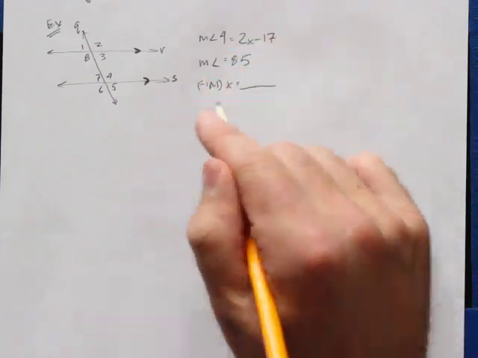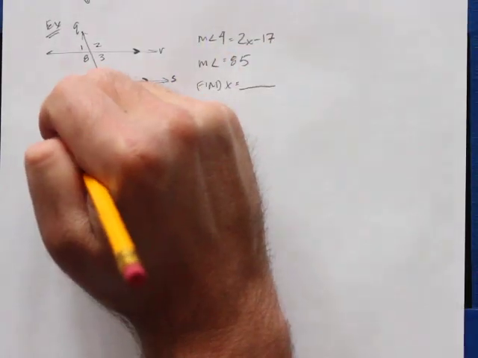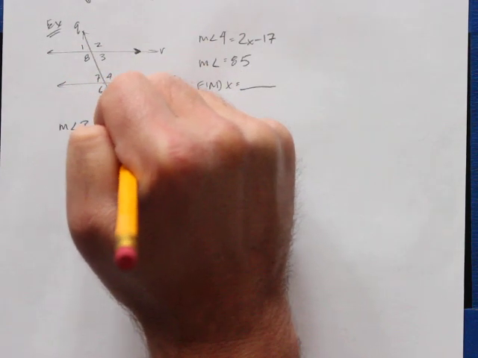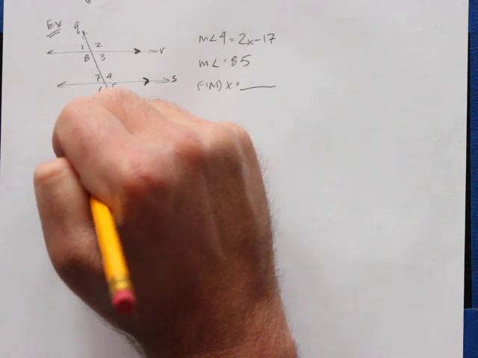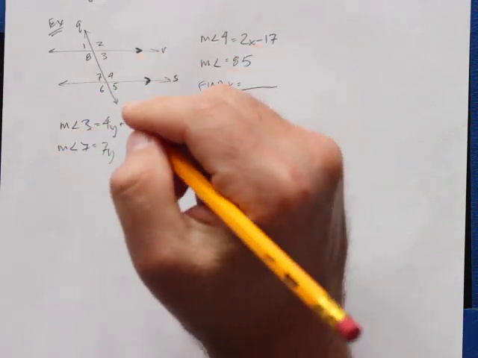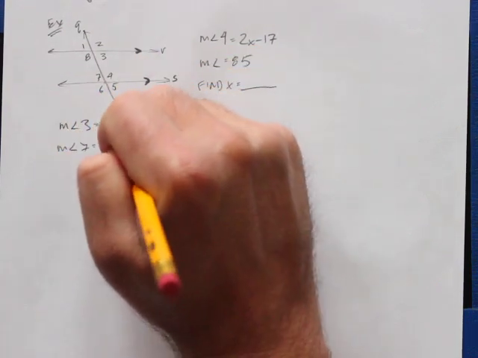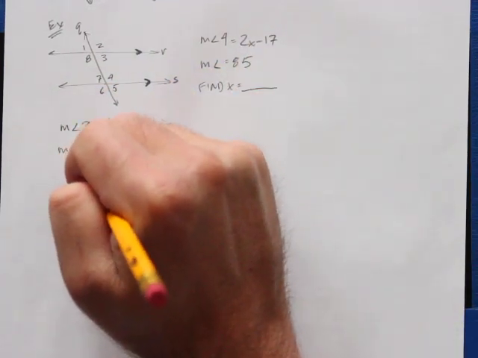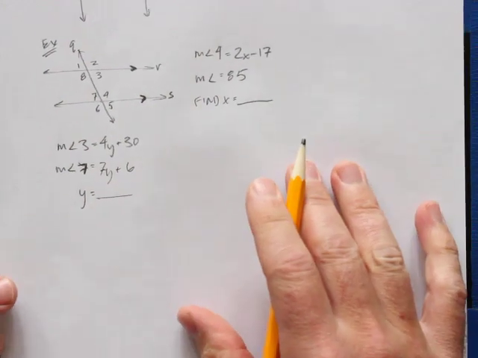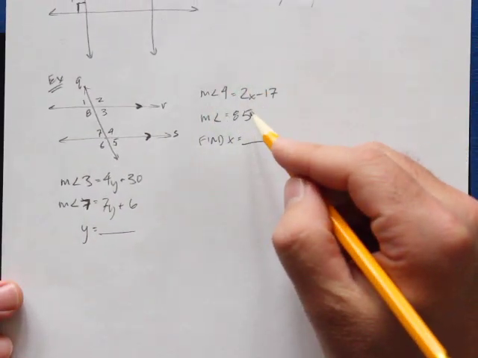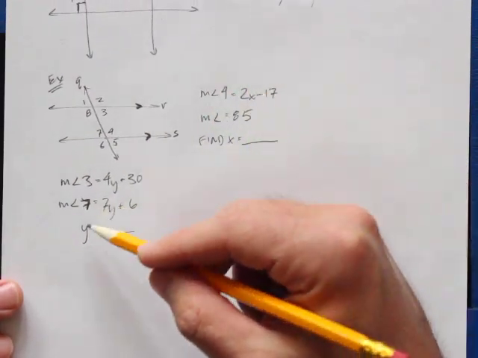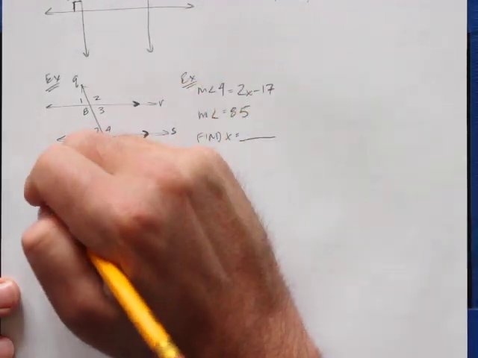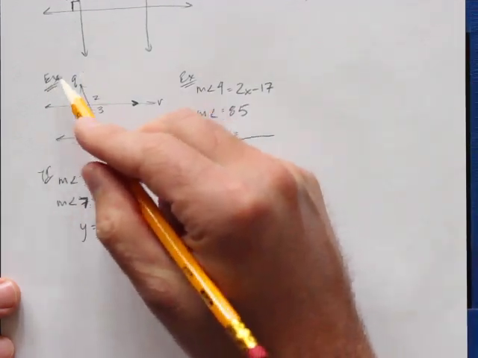And then we're going to do that one together, I think, and then I'm going to give you one to do on your own. Measure of angle 3 is 4y plus 30, and measure of angle 7 equals 7y plus 6. This is a 7 here. So we're going to do this one together. I want to know what y equals. Okay, let's do this one over here, the x values together, and then you can find the y values as a U try. So this is an example, and this is a U try example. All right, it's all part of this one.